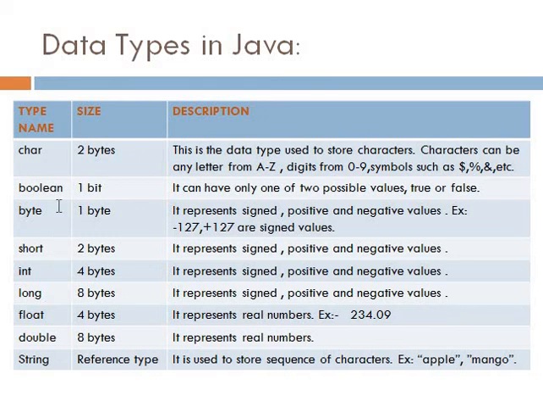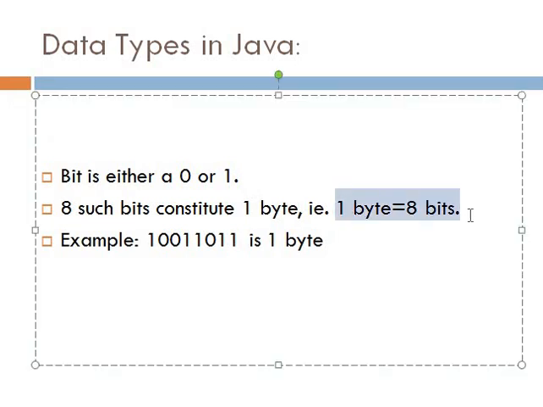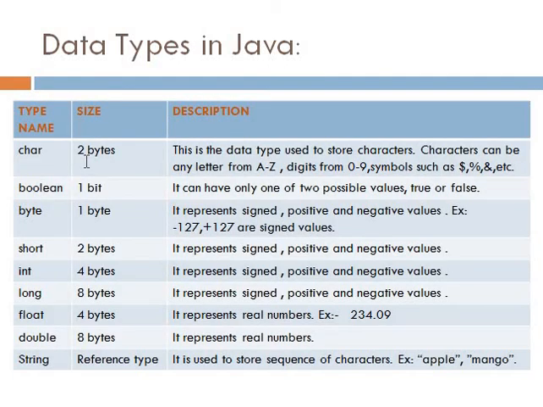Now let's discuss the first data type, which is char. The size of this data type is 2 bytes. Now if the size is 2 bytes, how many bits of data can this data type contain? As I have already explained, 1 byte is equal to 8 bits, so 2 bytes shall be equal to 2 into 8, that is 16 bits. So this char data type can hold 16 bits of binary data.